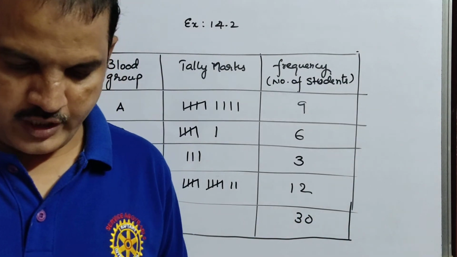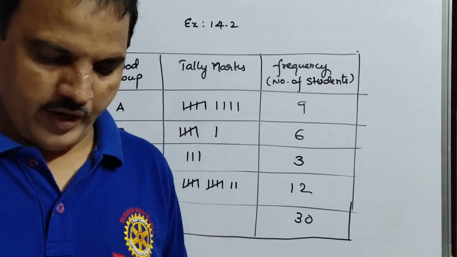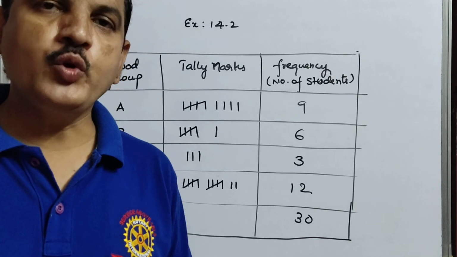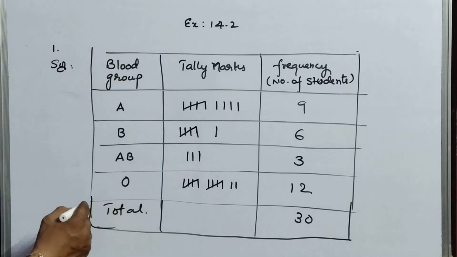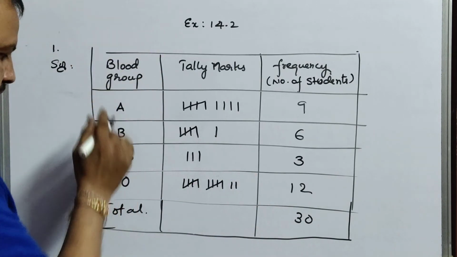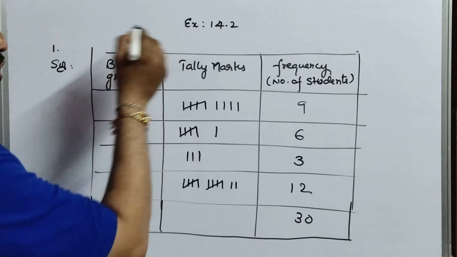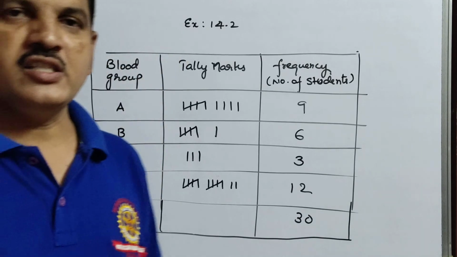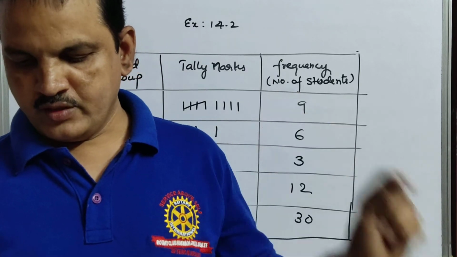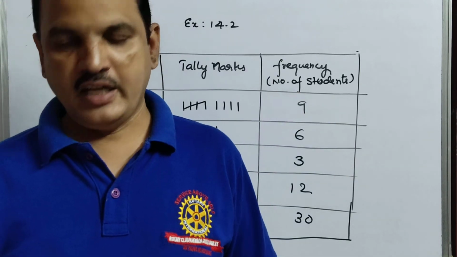What is the first question? Find out which is the most common. Common means which has the most. If you observe here, O has 12, which is more. So in the solution, after this you write: the most common blood group I observe is O. The most common is O. You can write like that.